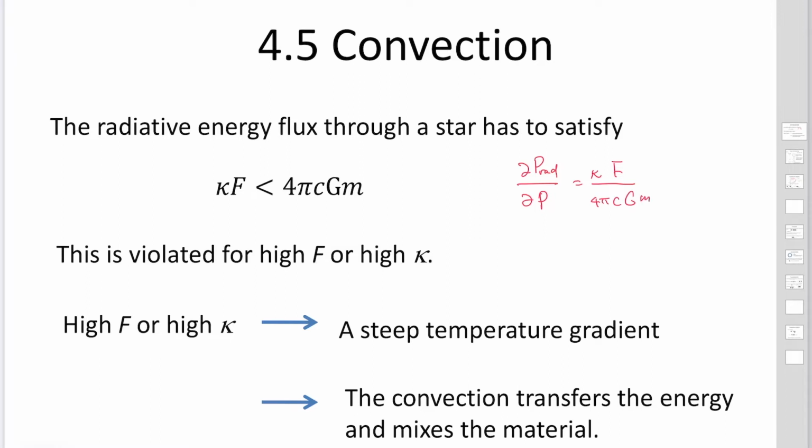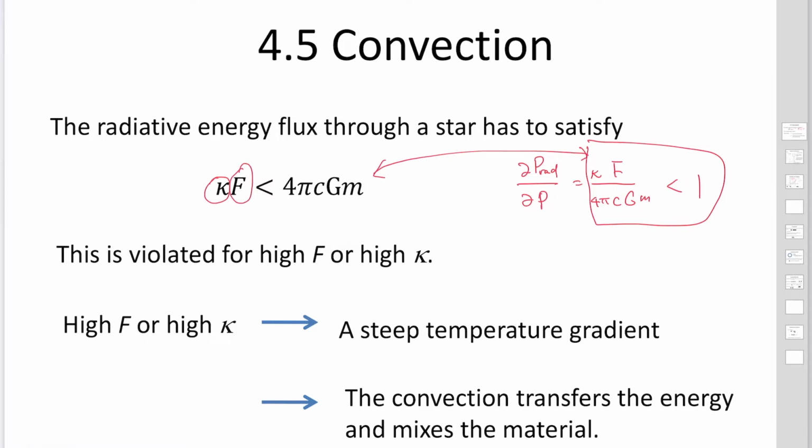This has to be less than 1. So in this case, energy is transferred by radiation. From these equations, we find that κF is smaller than 4πcGM. This could be violated when κ becomes large or when F is really large.